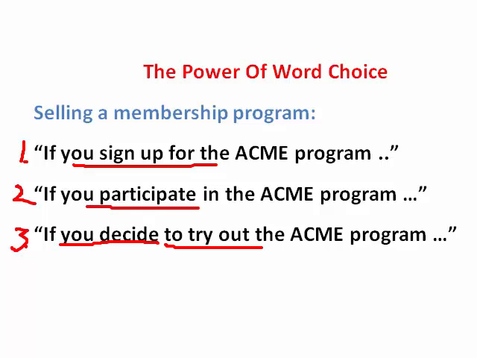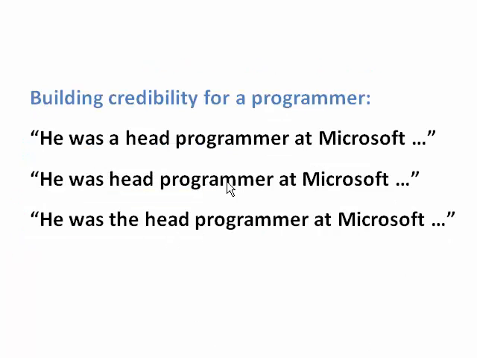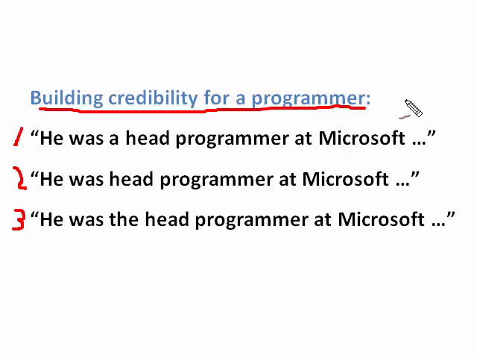Okay, now let's look at a second example. Now this time we are looking at three different statements. This is 1, 2, and 3. Our aim here is to build credibility for a programmer. Okay, so whether this person is the one who created the program or the one who is selling the program, the whole idea is that we are writing and trying to build credibility for this programmer.